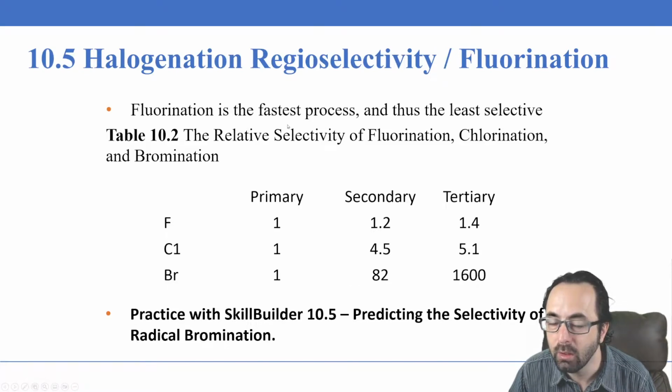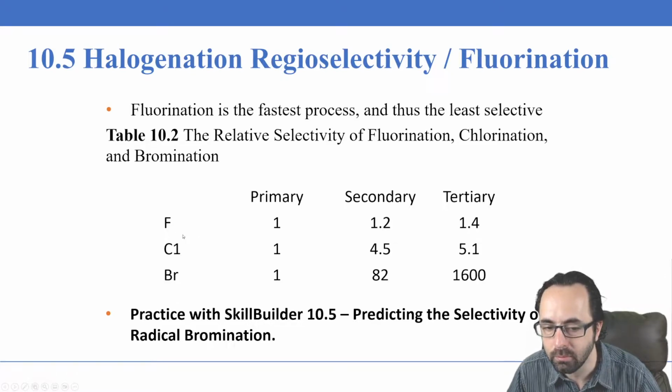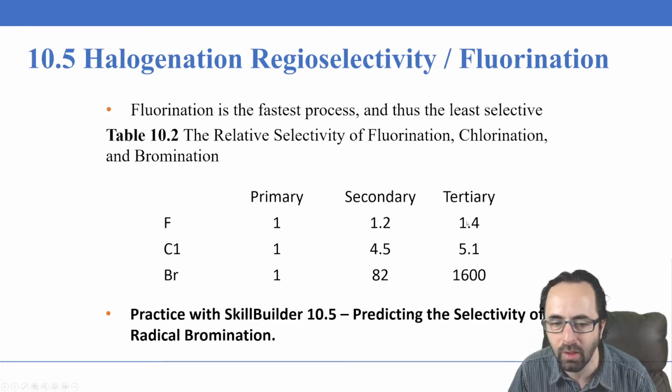So fluorination, as we talked about, is very spontaneous in both steps, very fast. And so the regioselectivity, it's not going to be very regioselective at all. It will halogenate almost at the same rate at primary, secondary, and tertiary, tertiary having a little bit of an advantage there.